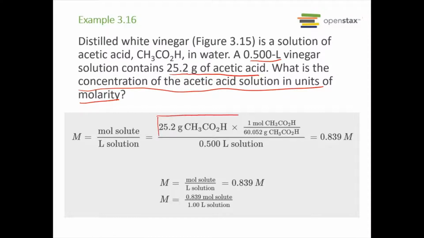So they did it all in one step to get the moles of solute, which is moles of acetic acid. Recall from chapter 1, the solute does not have to be a solid. It can be a liquid. In this case, acetic acid technically is a liquid. Nonetheless, 25.2 grams of the acetic acid times 1 mole per its molar mass of 60.052 gives us moles of acetic acid. Divided by 0.500 liters of solution, we get a molarity of 0.839 molar, or 0.839 moles per liter.